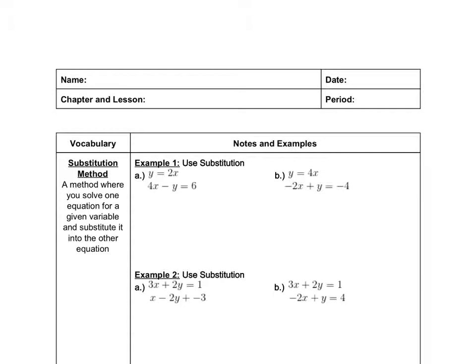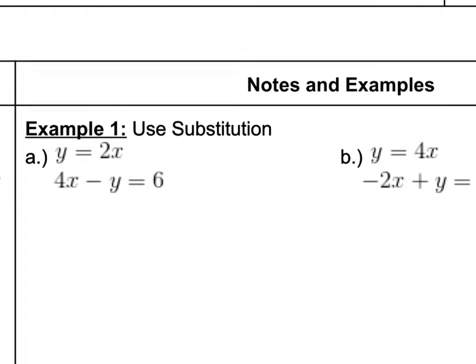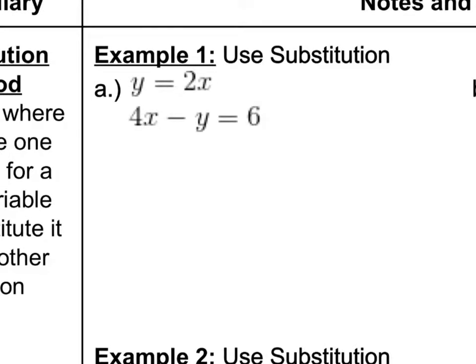So anyhow, we're talking about substitution with a system of equations here. What we want to do is use substitution to figure out where these two lines cross. So here's your first example with substitution. In order to do this, we want one of the variables to be by itself, and in this case we do.